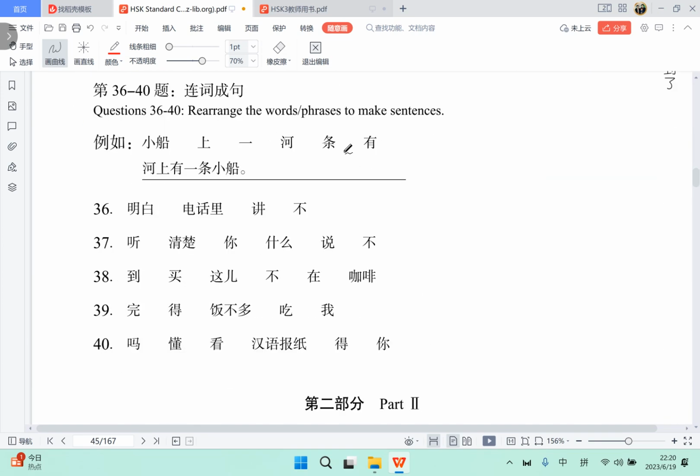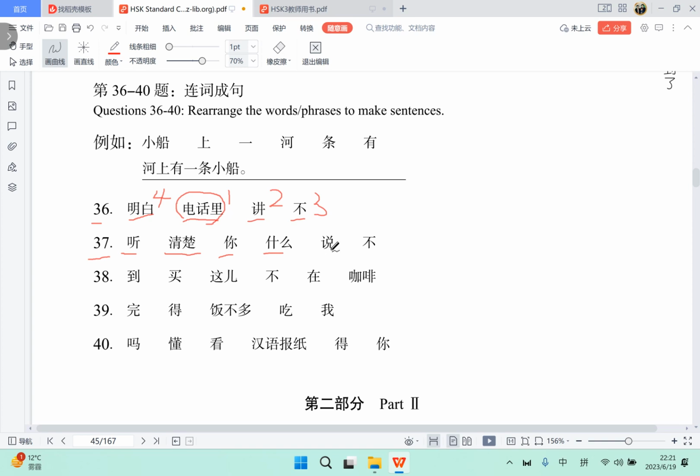Okay, the writing part: rearrange the words and phrases to make the sentence. OK, 36: 明白, clearly, 电话里, in the phone call, 讲, to explain, 不, not. Normally the phrase of place comes first, so 电话里, then the verb 讲不明白. So in the phone call can't explain it clearly. 讲不明白.